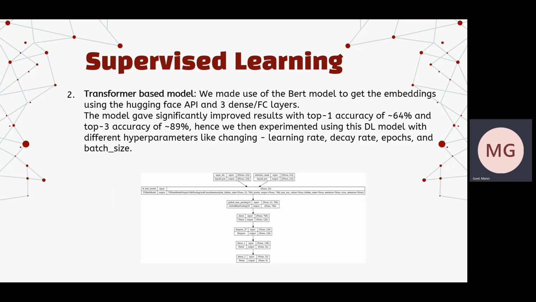The next deep learning model is a transformer-based model where we made use of the BERT model to get the embeddings, and we used the Hugging Face API and 3 dense layers. We observed that this model gave better results with the top one accuracy of 64% and a top 3 accuracy of 89%. Further, we experimented with the same deep learning model and tuned different parameters like the learning rate, decay rate, epochs, and batch size to evaluate results on this.